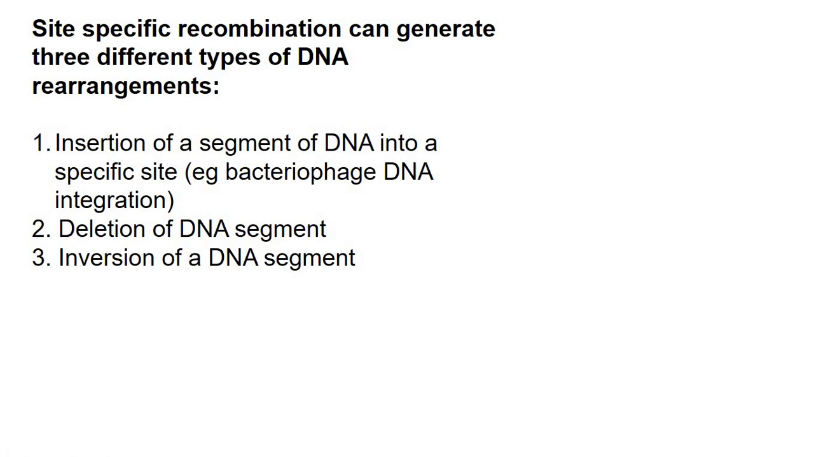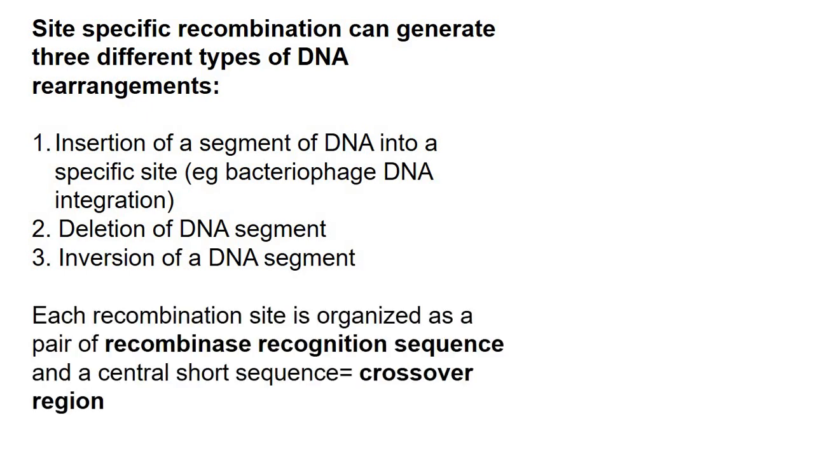So site-specific recombination can generate three different types of DNA rearrangements. Insertion of a segment of DNA, that I just showed you, for example, this bacteriophage DNA integration. Deletion of a DNA segment, you can again think of the lytic cycle of bacteriophage DNA, where the viral DNA segment has to be deleted from the bacterial genome. And inversion of a DNA segment, that means instead of any addition or deletion, the sequence just inverts, and that way it rearranges itself. Example that we saw earlier.